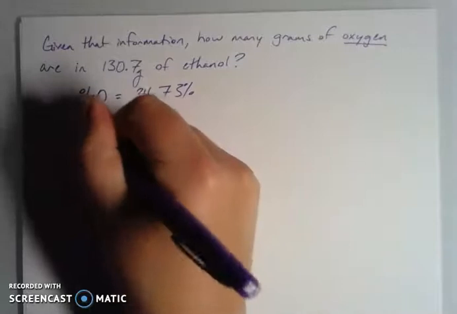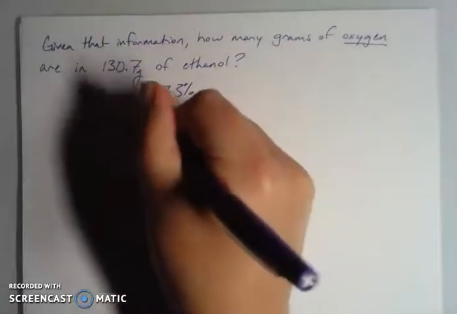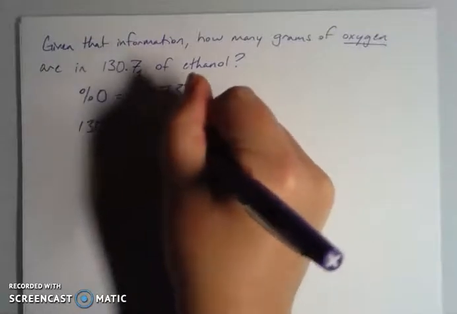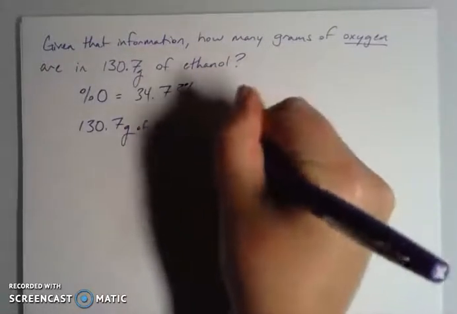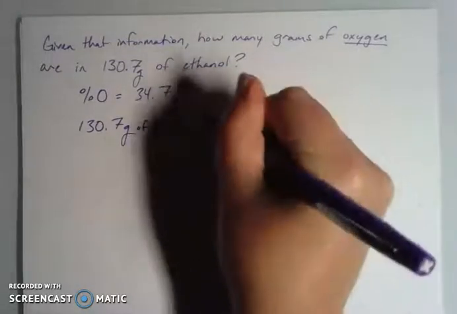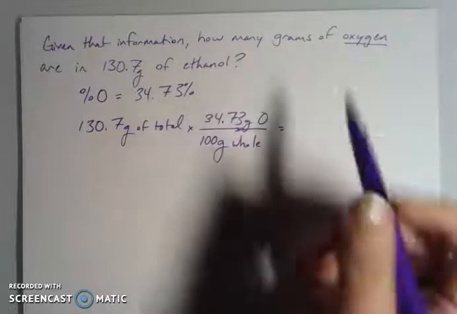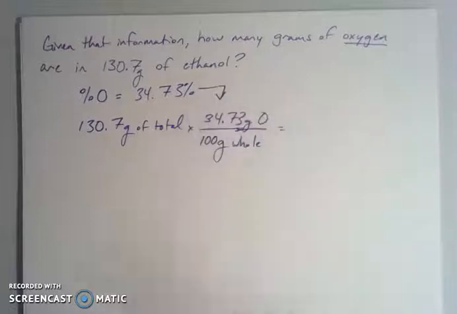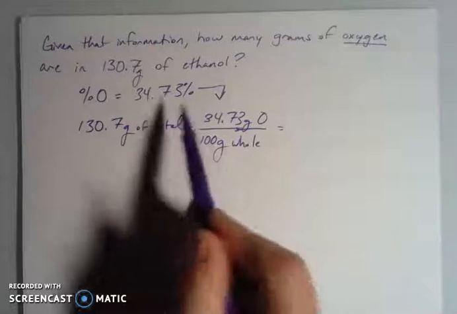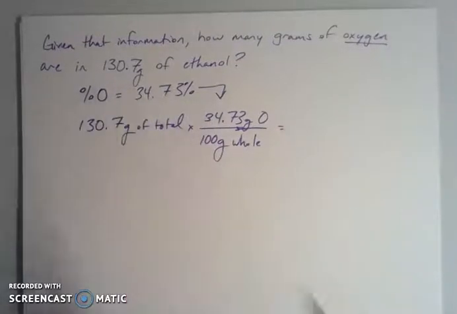So I can just use this mass then, 130.7 grams. That's my whole. And then for every 100 grams of the whole that I have, 34.73 grams of oxygen. So I've essentially translated my percentage into a parts out of the whole again, right? So if I was to multiply that out, I'd end up with the same thing as multiplying by a percentage, which is just moving the decimal place, as you guys have done before in past math classes.